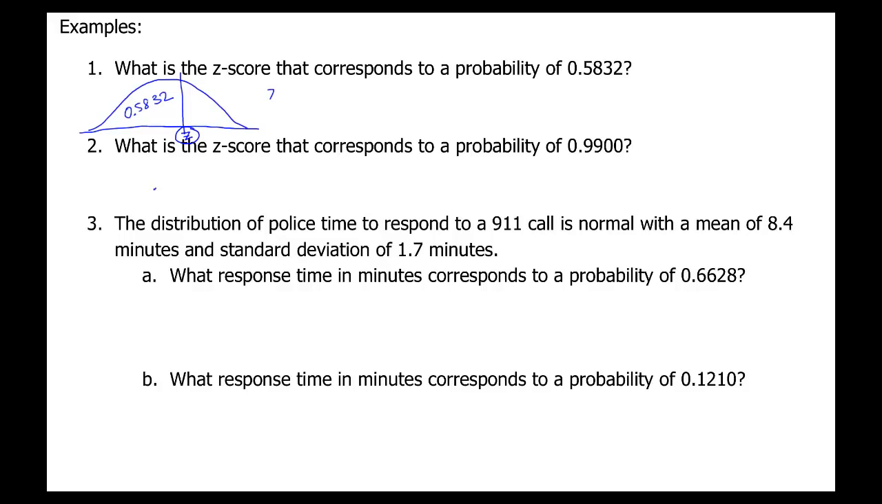In your calculator, there's a function called inverse normal, and what you put in for that function is the area, mean, and standard deviation. So we're using the standard normal distribution because we're looking for a z-score. So our mean is going to be 0, and our standard deviation will be 1 in this case. And the area is 0.5832.